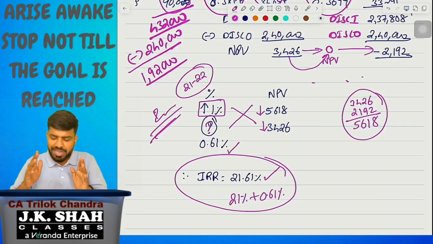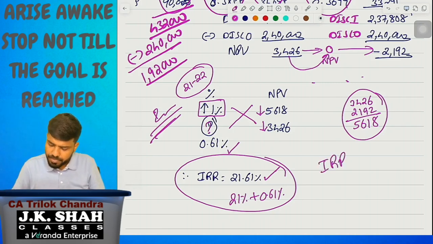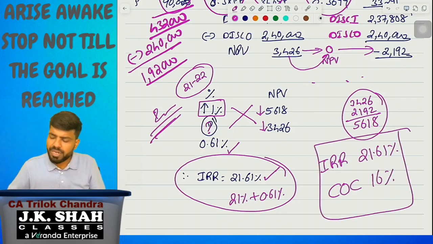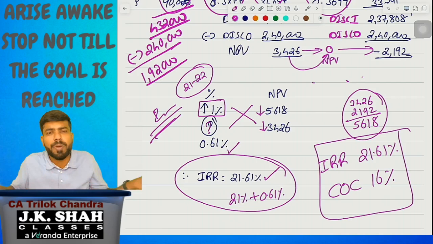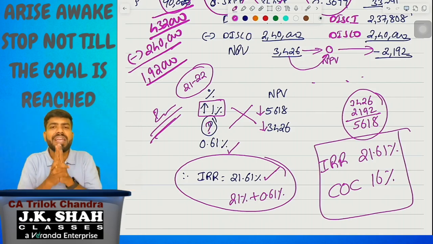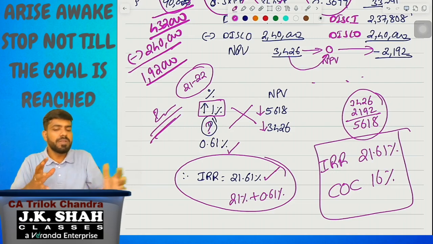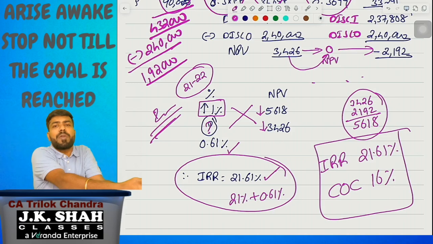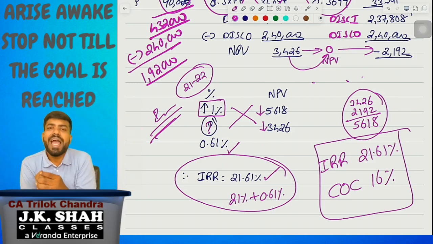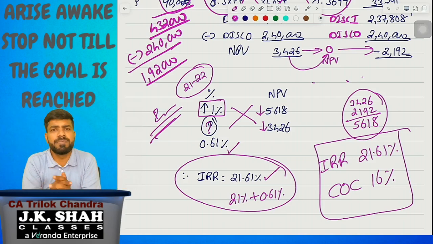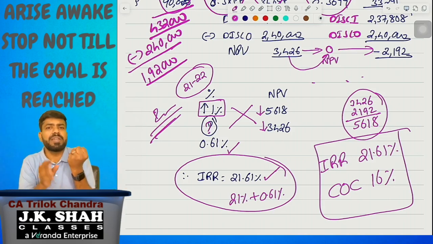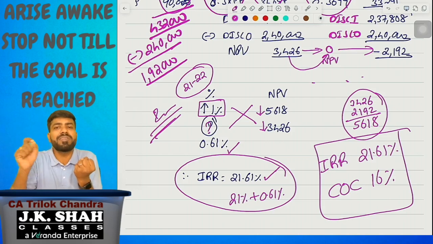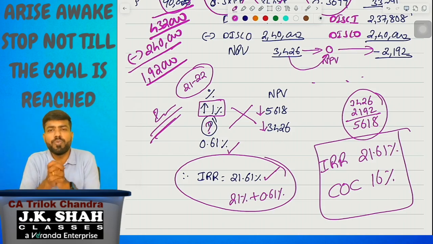Now, listen. IRR is 21.61%. Cost of capital is 16%. Looking at these two, should we do this project or stop the project? Simple, just give it a thought. IRR is 21.61%. We have 2,40,000 borrowed at 16%. I am investing in the project and making 21.61%. Should I accept the project? The answer is absolutely yes. Why? We are making 21.61% but paying only 16%. The balance 5.61% is profit to the organization. We have to accept the project.